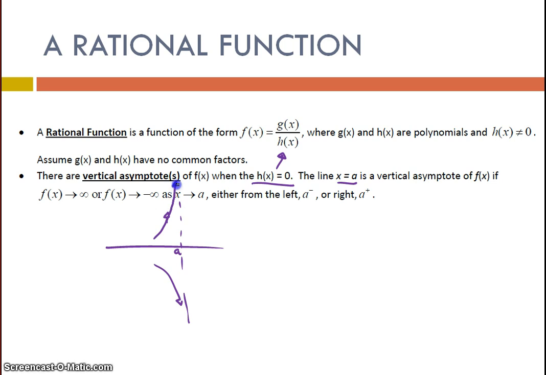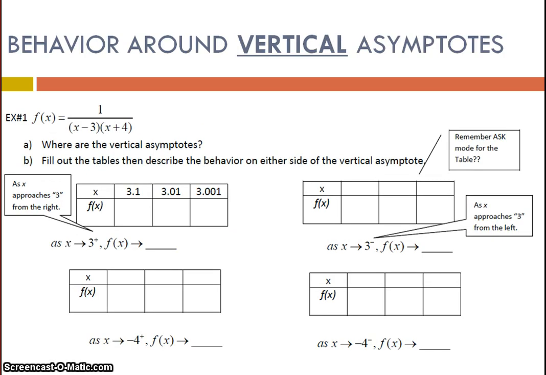So if your function approaches infinity or negative infinity from the left, we're having a minus to denote from the left and a plus from the right. So here the function is approaching a from the left, and here it is approaching a from the right. Okay, so we're going to look at what happens to the function as we approach the vertical asymptote from the left, and what happens as we approach it from the right, from a minus and a plus. We're going to use our graphing calculator, so you are going to need that, and we're going to look at the behavior at the vertical asymptotes.